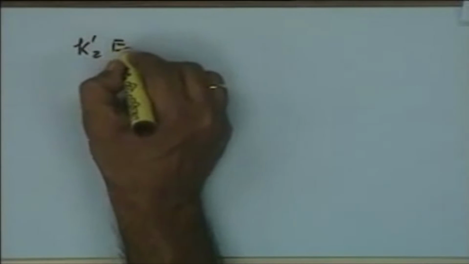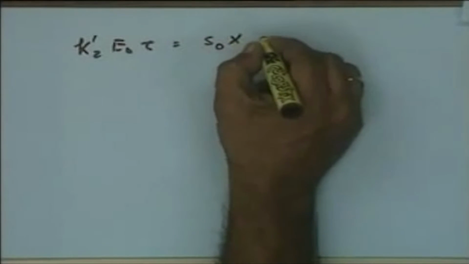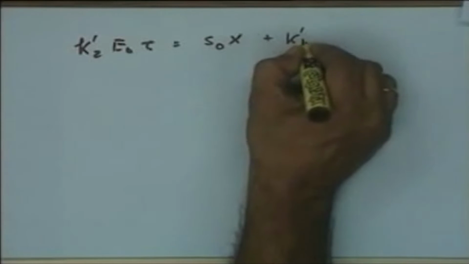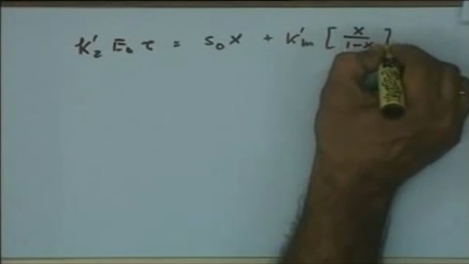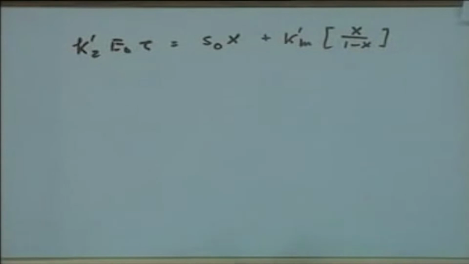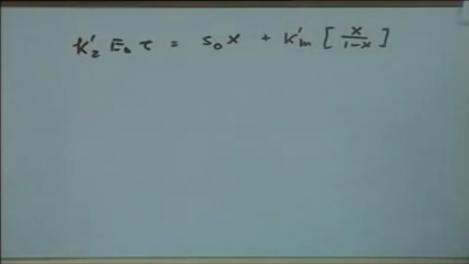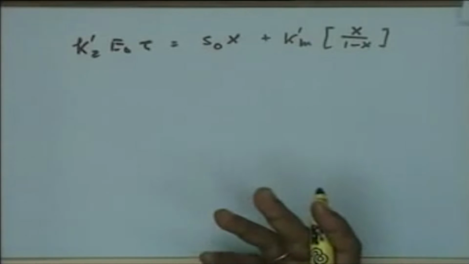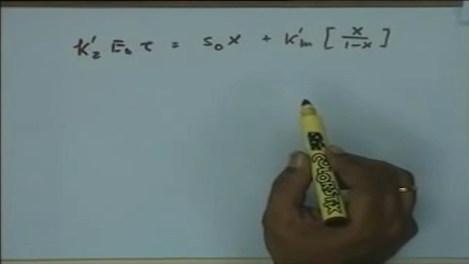K2 dash E naught into tau equal to S naught x plus K dash m into x upon 1 minus x. That gives you the reactor performance for a CSTR, and if you again make a substitution for your x from the substrate concentration, you arrive at the reactor performance for CSTR.